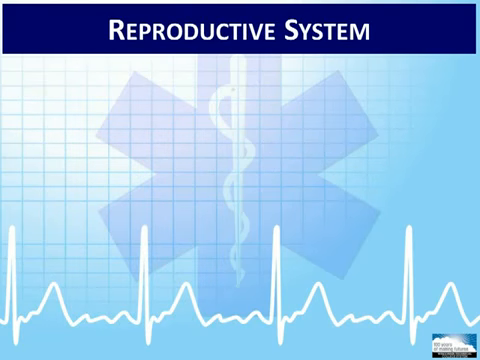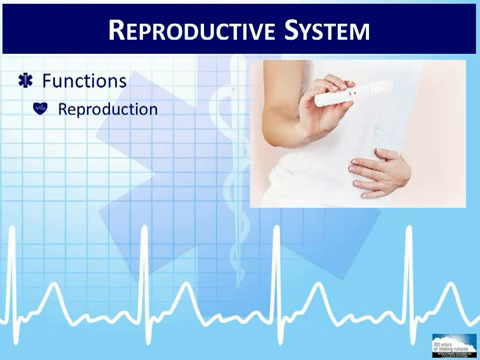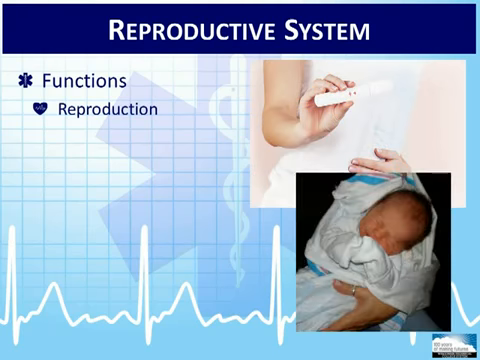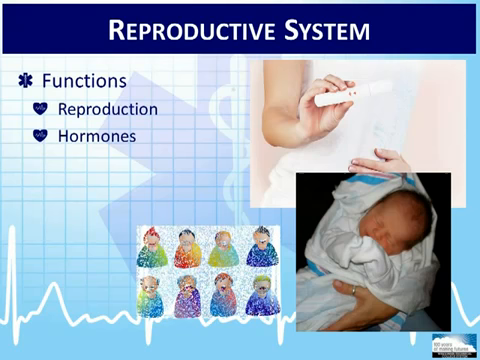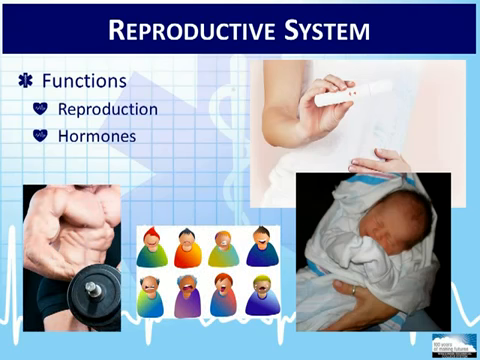The last body system we need to cover is the reproductive system. By its very name, it should be evident that the main purpose of the reproductive system is reproduction, the making of babies to ensure the survival of the species. The reproductive system also serves an additional purpose by producing hormones that affect our emotions, mood, and physical development.